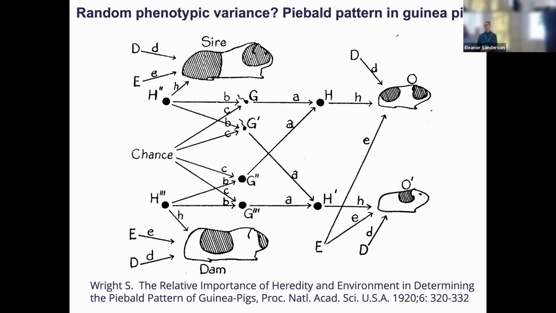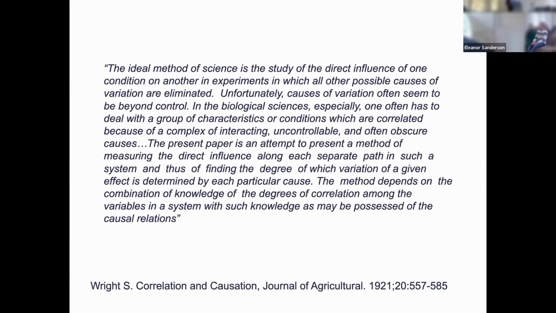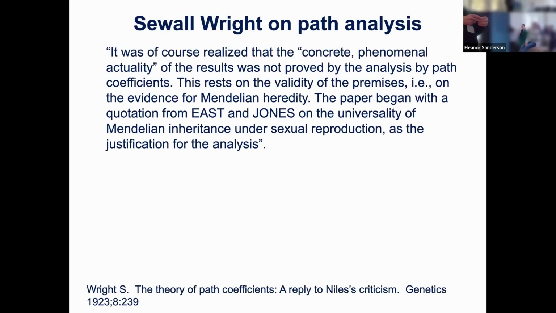He was looking at the coat colours of guinea pigs, and it's chance which leads to which gametes come back. I mean, this is clearly randomization. And with his path analysis, which allowed him to dissect coat colour in guinea pigs, he says that the method depends on the combination of knowledge with degrees of correlation among the variables in a system with such knowledge as may be possessed of their causal relations. And the knowledge of the causal relations entirely came from the genetic anchor, from the fact that if you have a gene, there can only be one direction of causation from the gene.